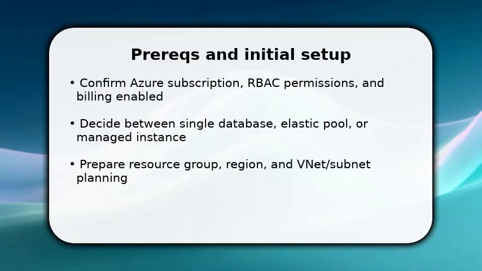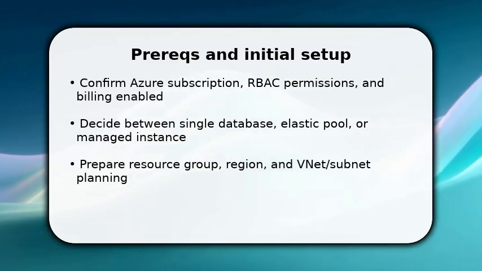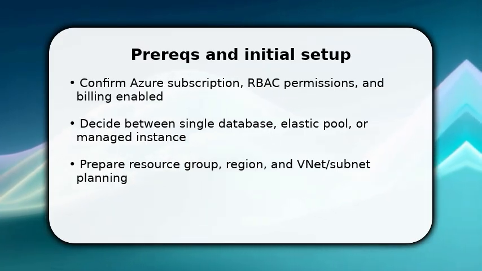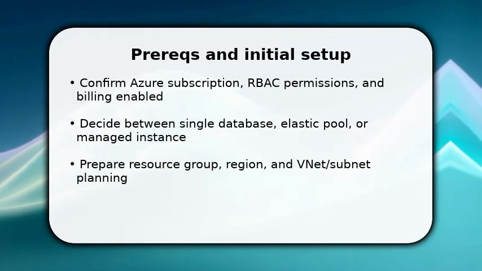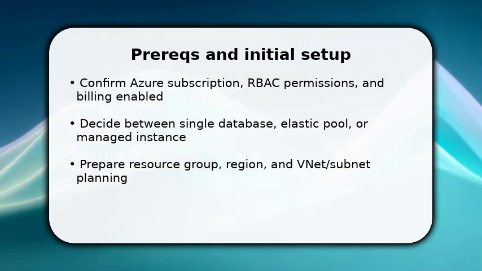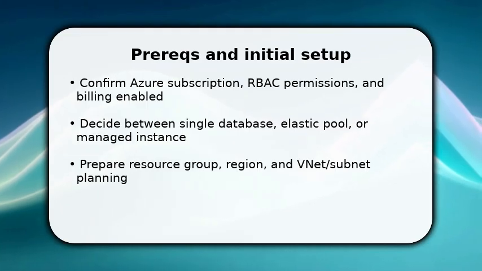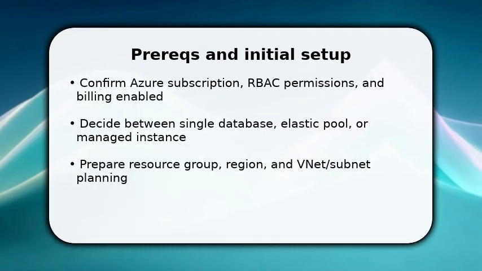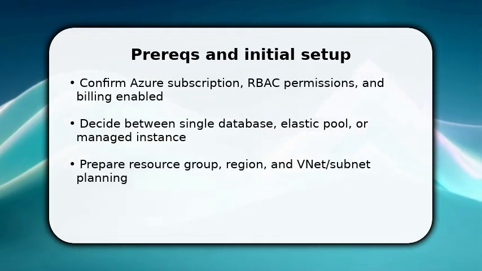You start by confirming prerequisites: an active Azure subscription, proper RBAC role, and resource limits. Once confirmed, choose the deployment option, single database, elastic pool, or managed instance, because that determines pricing and scaling. Make sure to create or select a resource group in the target region and plan network placement. Private endpoint needs a VNet and subnet.